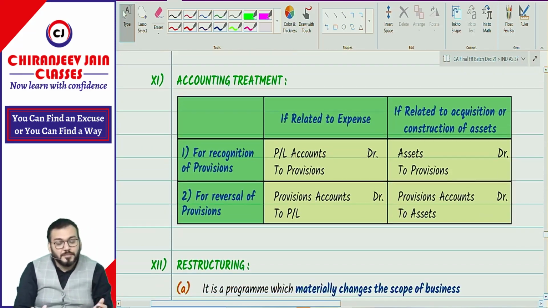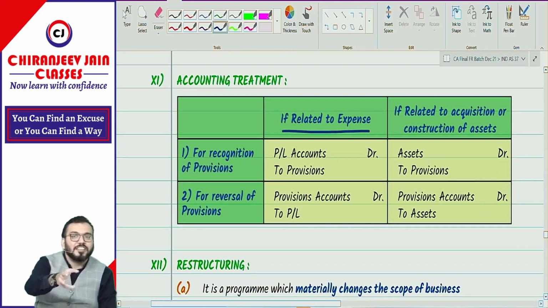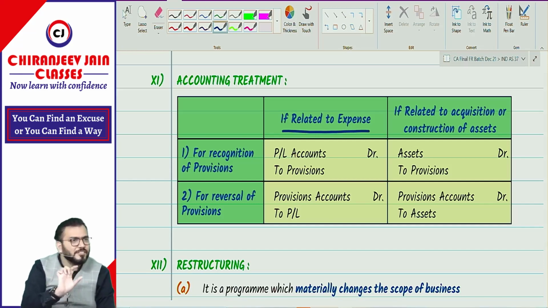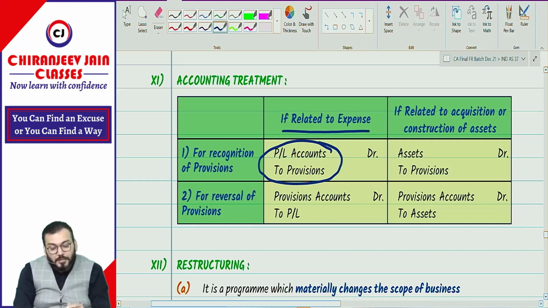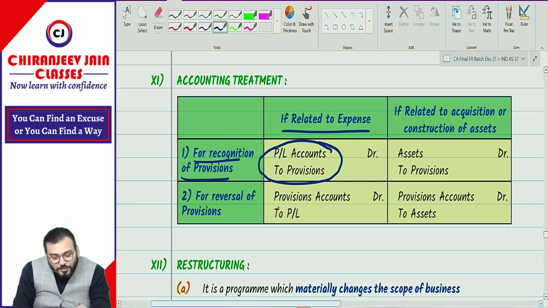Accounting treatment. If the provision is related to an expense, the journal entry will be expense to provision, then P&L to expense, or directly we can say P&L to provision. This is a compound entry: P&L account debit to provision, for recognition of provision. For reversal of provision, the reverse entry. What journal entry? Provision to P&L. You have been doing this journal entry since childhood, nothing to explain.